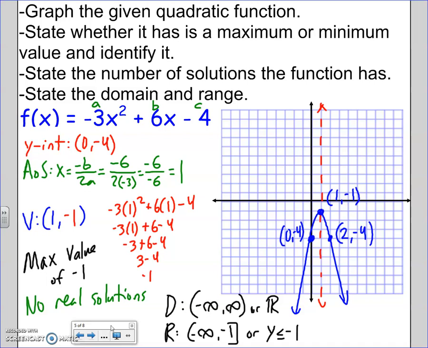Alright, and that's it for this first problem. So we graphed it, we found the y-intercept, axis of symmetry, vertex, and used that vertex as the maximum or minimum value. I'll say this, the vertex is located at x equals 1 and has a maximum value of -1. So that's how you say the x and the y. No x-intercepts, so no real solutions, and then that's the domain and range.